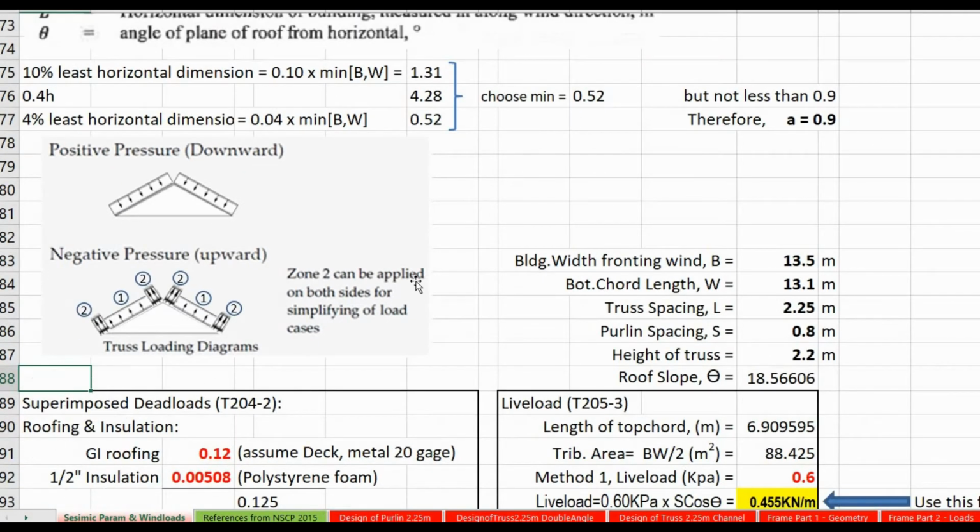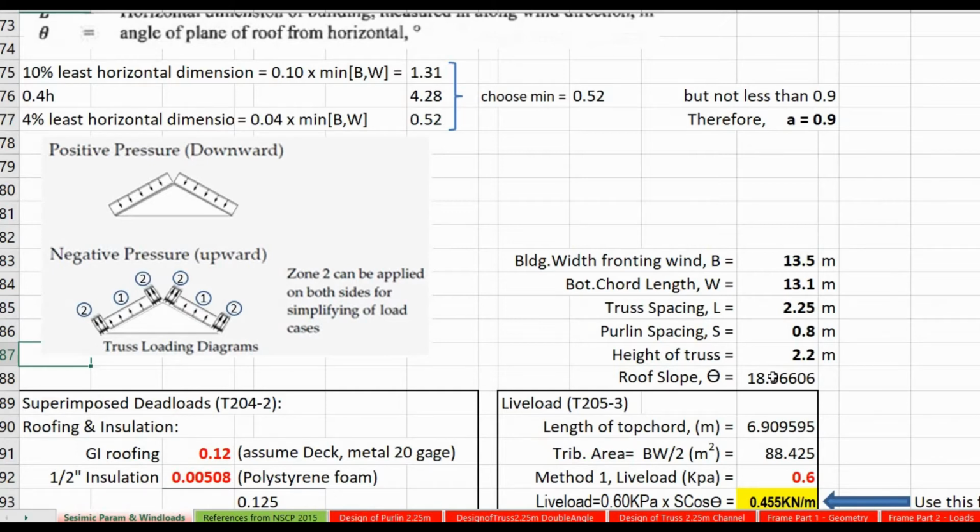Next is, ito. So, building width is 13.5. Bottom chord length, W, 13.1. Truss spacing, 2.25. Purlin spacing, 0.8. And height of truss, 2.2. So, naglagay na rin ako dito ng computation ng roof slope. So, we need those things.